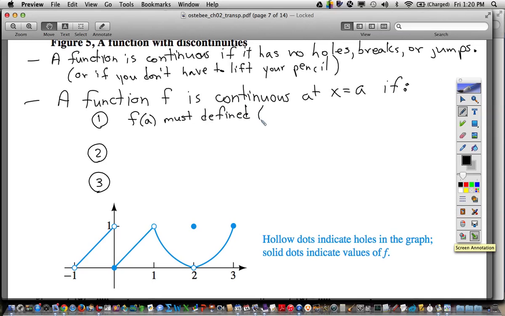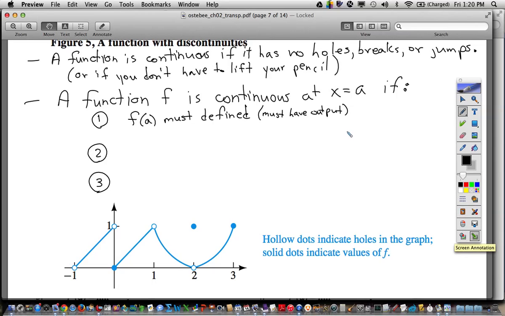What does that mean, that it must be defined? There's no undefined point. It means it must have an output at that point. We're talking about at some point A. Now, a function is continuous if it's continuous everywhere in its domain, right? If it's continuous everywhere. Not in its domain, but everywhere. So if there's any place it's discontinuous, we say the function is discontinuous.